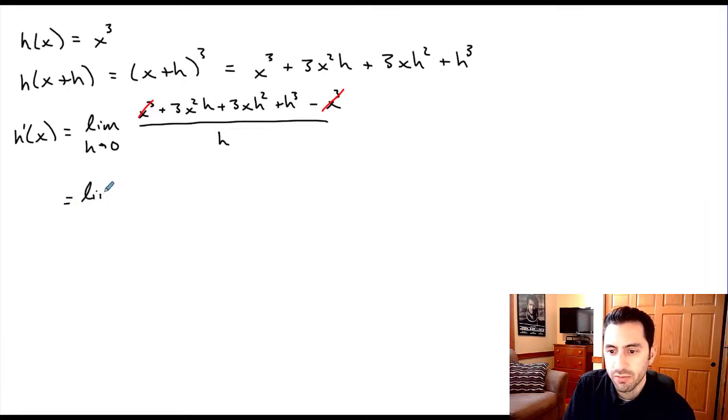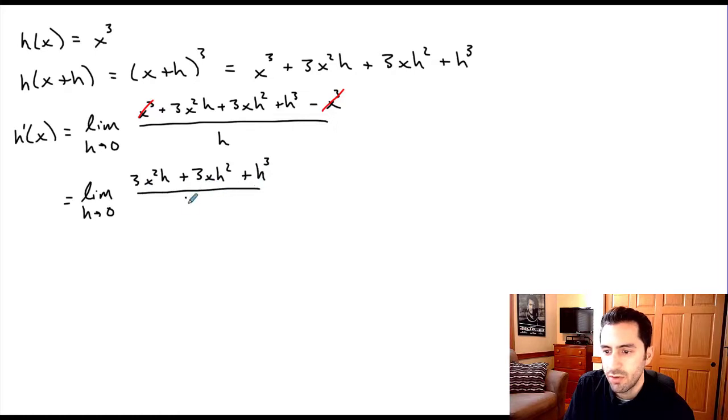And then what I'm left with, the limit, and we have 3x squared h plus 3xh squared plus h cubed, all over h. And again, what we're seeing is each of these three terms in the numerator has an h in it. So all of them have that common factor. So we can divide out an h from everything. And then what we're left with, we have our limit of 3x squared plus 3xh plus h squared.